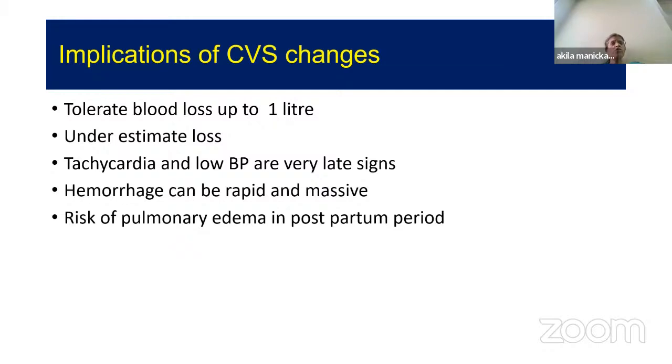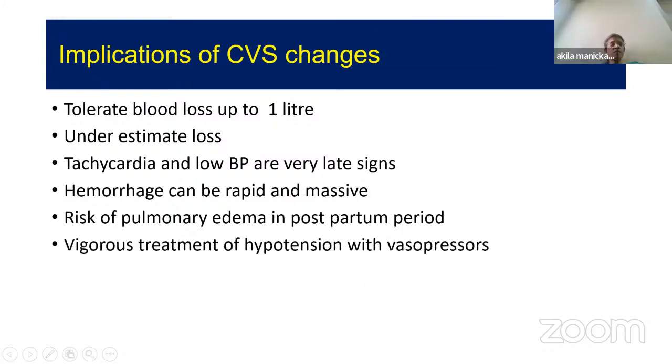It is better we co-load them. That too, not around 20 or 30 ml per kg. You give around a routine 3 ml per kg of crystalloid. You start your spinal anesthetic and you treat your hypotension with your vasopressors. And now the recommended vasopressor of choice is an alpha agonist, namely phenylephrine, depending on your heart rate and BP. These things will avoid pulmonary edema in the postpartum period.